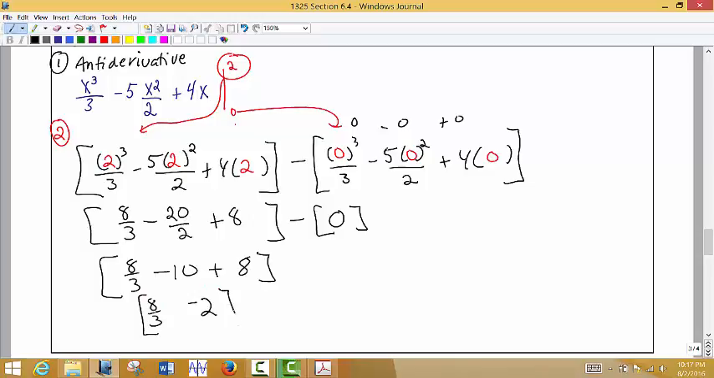Okay, now we're going to combine that with the 8/3. So I need a common denominator. So that's 8/3 minus, let's give this a common denominator, so that's minus 6/3. So my final answer here would be 2/3. So this is evaluating that definite integral, which is also the same thing as finding the area between the curve and the x-axis.